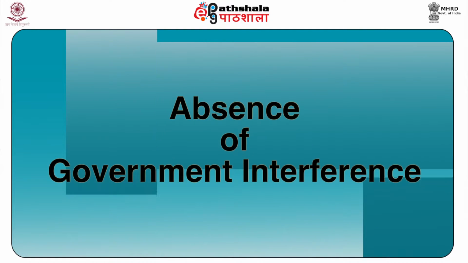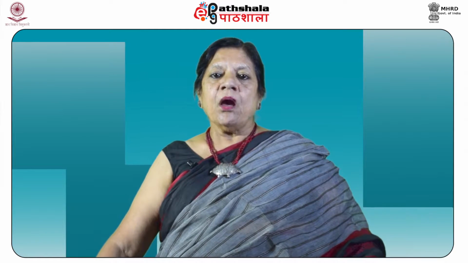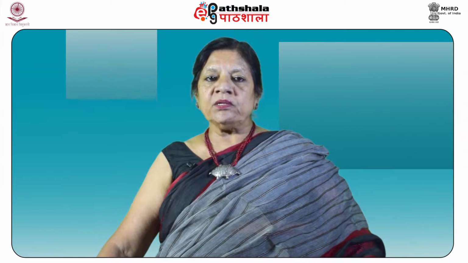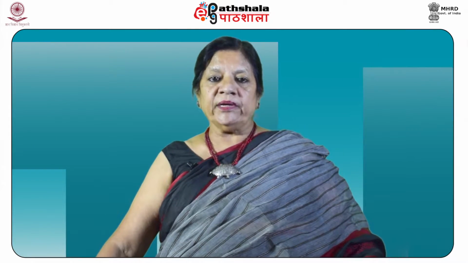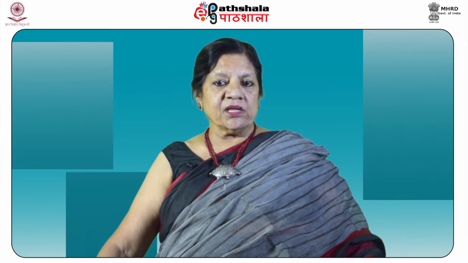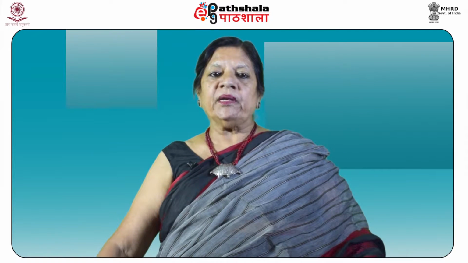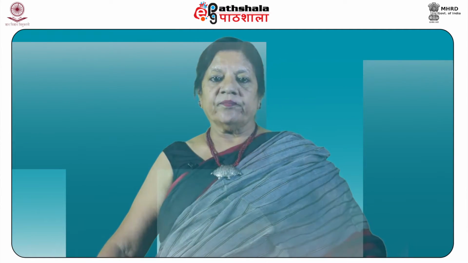7. Absence of government interference. In a free enterprise or a capitalist economy, the price system plays an important role as a coordinating agent. Government intervention and support is not required. The role of government is to help in the free and efficient functioning of the markets.